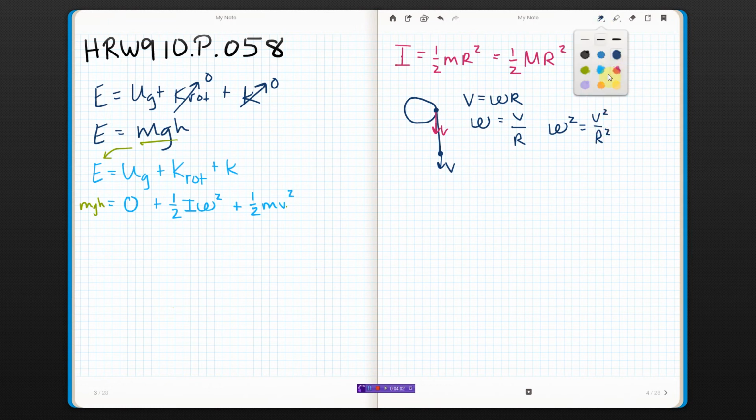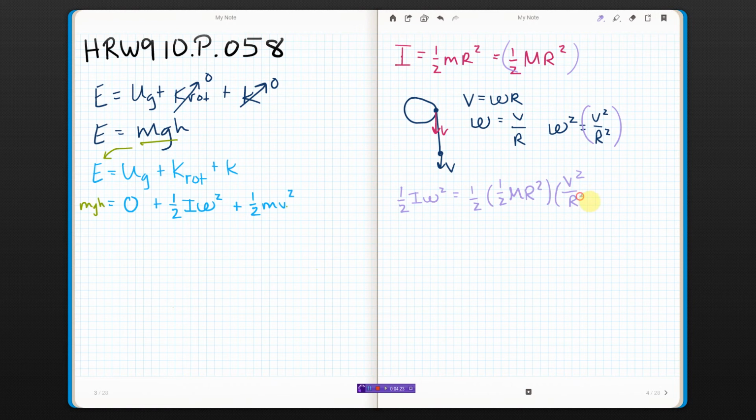So if I put this together, instead of 1/2 I omega squared, I get 1/2 I, which is 1/2 mr squared, and omega squared is v squared over r squared. The r squareds cancel out, and I can replace 1/2 I omega squared with 1/4 mv squared. So that's what I'm going to do over here. I'm going to replace that.